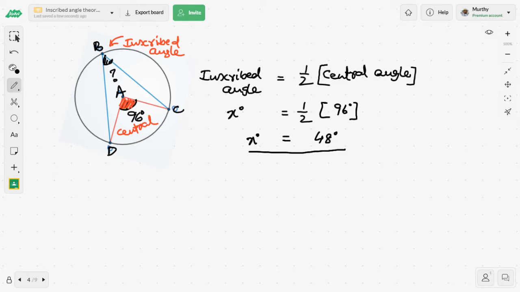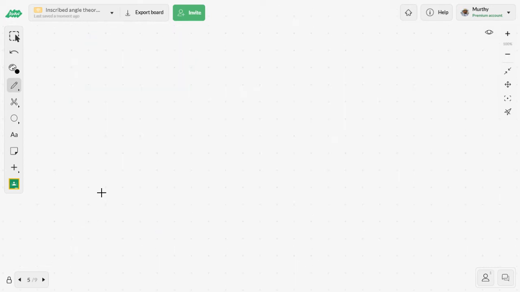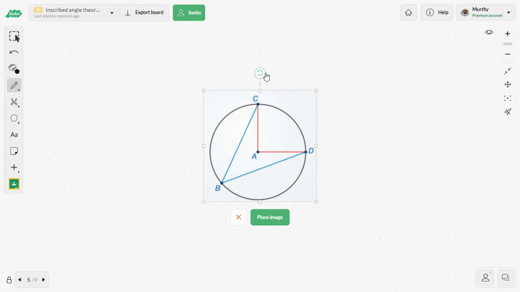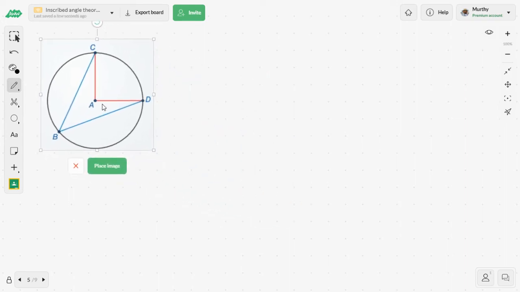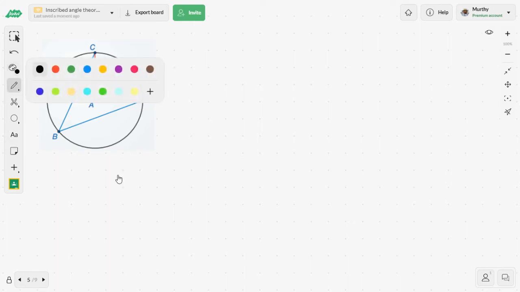Any questions? Let me take another question which is similar to this one. This time it is a little upside down. In the previous one I found the inscribed angle, and here the inscribed angle is given as, let me make it 47 degrees, and what is the central angle here?